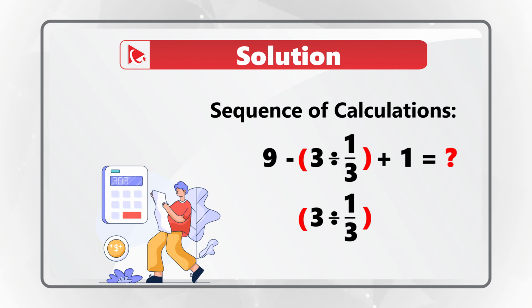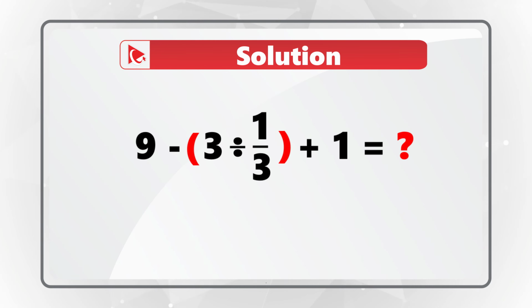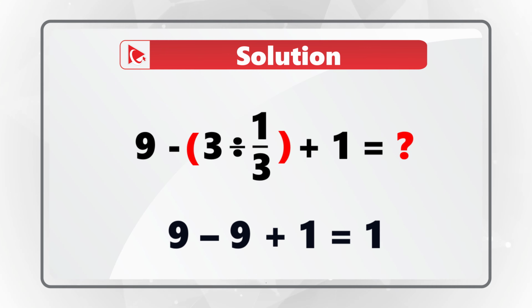When you calculate 3 divided by 1/3, you will get to the result of 9. And then you need to do sequentially subtraction and then addition. 9 minus 9 equals 0, plus 1 equals 1. This is the reason the correct choice here is choice A, 1.